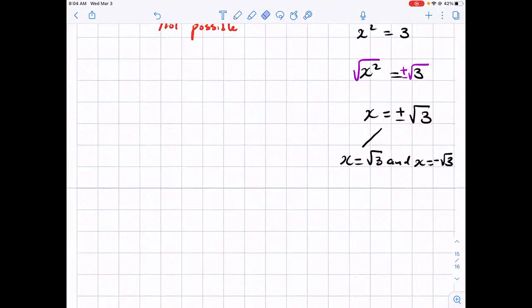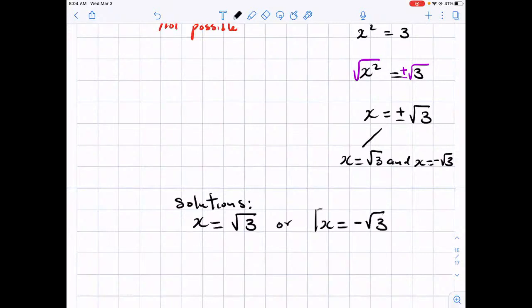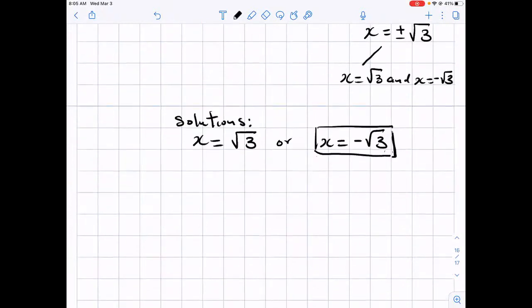Let's write them here so we can see the solutions. We have x is equal to the square root of 3, or x is equal to minus the square root of 3. These are the possible solutions that will make this true.